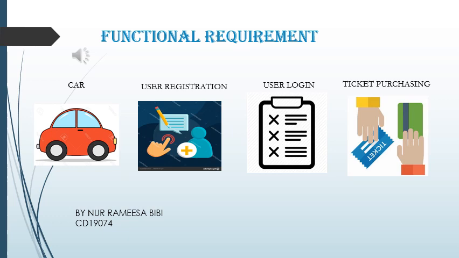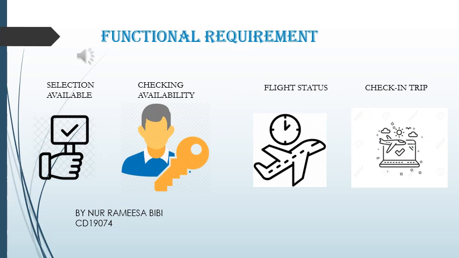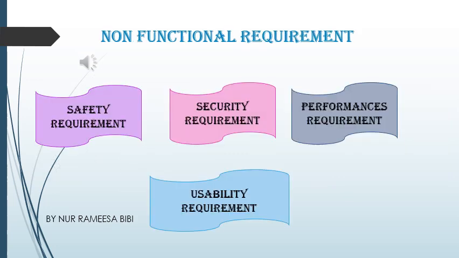Ticket purchasing. User can purchase tickets by using a ticket vending machine. Selection available. Must enable the user to choose the date, time, place, and the flight. Checking availability. The system should display the price of the ticket for the trip. Flight status. System should allow the user to access the details about the arrival and departure time of the flight. Check-in. User can get a mobile boarding pass by confirming email.